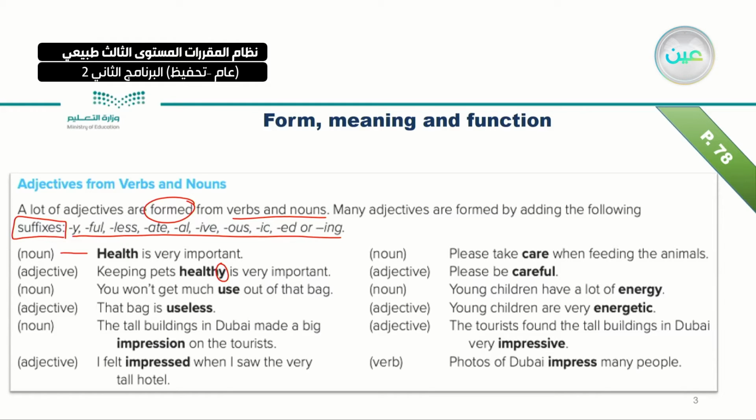Now, you won't get much use out of that bag. So we should add less here. The bag is useless. As you can see, I added less here. We don't need to use something with ful, for example, useful. No, this bag is useless because we won't get much use out of this bag. And you can continue, of course, to see how you can form adjectives out of nouns and verbs. Good.